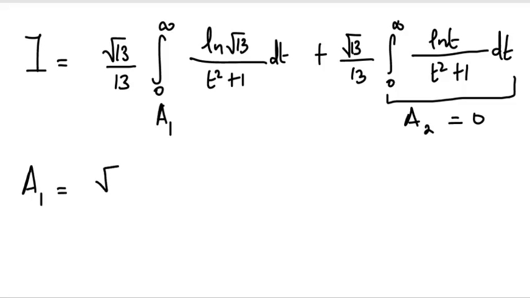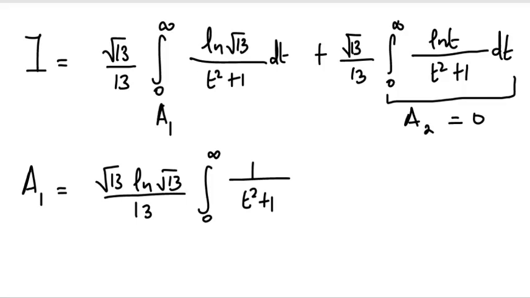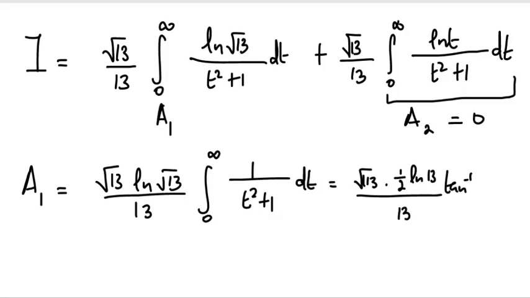So for my A sub 1, this is equal to root of 13 times natural log of root of 13, all divided by 13, multiplied by the integral from 0 to infinity of 1 divided by t squared plus 1 dt. So this is going to be equal to root of 13. Now natural log of root of 13, remember the 13 has a power of 1 over 2, so it's going to be 1 over 2 natural log of 13, all divided by 13. This is the inverse tangent of t, right? From 0 to infinity.